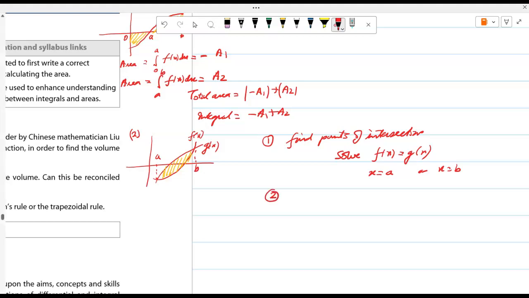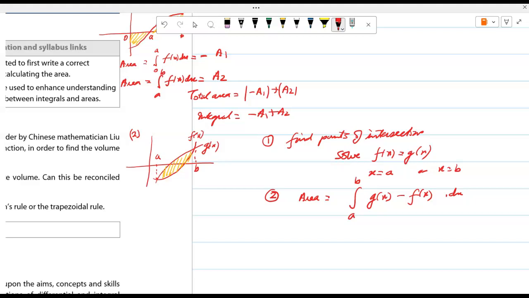Second step: what is the area between the two curves? You integrate from a to b, upper function minus the lower function. The upper function is the one which is above. Sorry, this is your g(x); g(x) is above. So upper function minus the lower function, dx. If you switch your upper and lower, your answer will come negative, so you should realize you made a mistake.